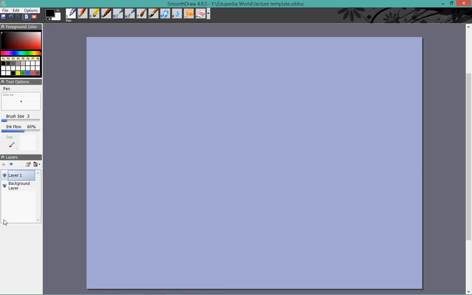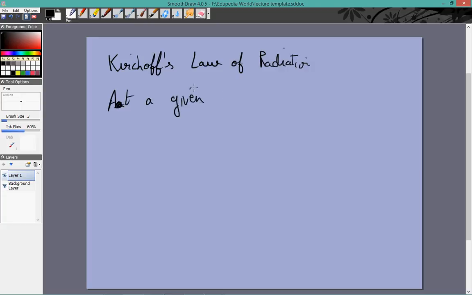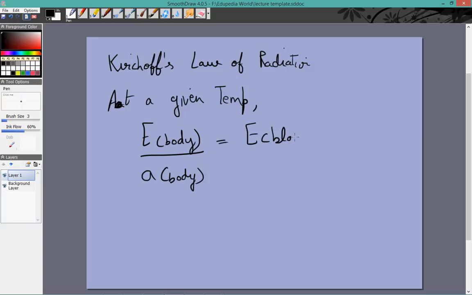Now comes an important law when it comes to studying radiation. It is called Kirchhoff's law of radiation. It basically says that at a given temperature, E of any body, remember capital E is emissive power, small e is emissivity, divided by A of that body is equal to E of a black body, right? You could write divided by A of a black body, but that is always 1, right? So this is Kirchhoff's law.